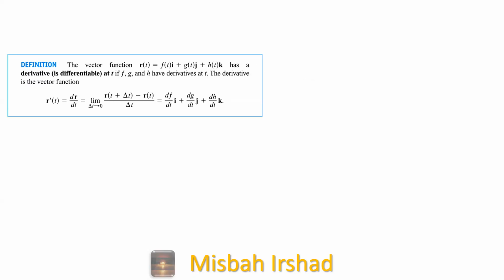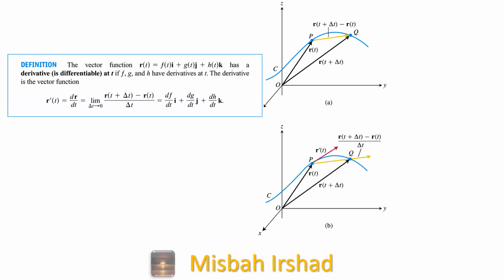Okay. Next we have the derivative of vector valued functions. The derivative can be defined by dr by dt, that is, the derivative of the vector valued function with respect to t is the limiting value of r(t plus delta t) minus r(t) divided by delta t as delta t approaches 0. Now let's understand what r(t) and r(t plus delta t) are.